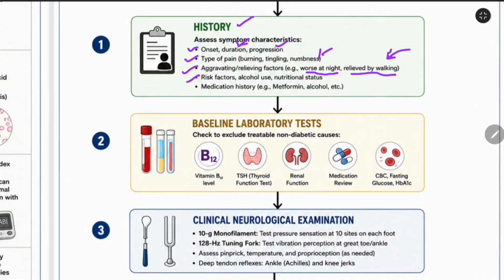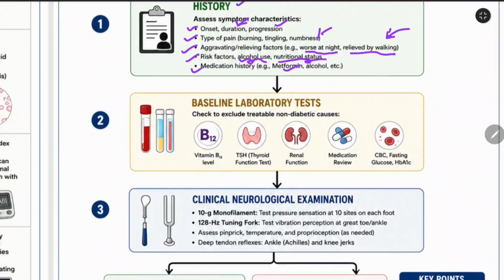See whether any risk factors are there, or whether the patient uses alcohol, because there is alcoholic neuropathy also. Nutritional status, whether the patient is well nourished or not. Medication history: a patient taking metformin can have B12 deficiency, so that is very important. Alcohol history, metformin history and nutritional history, because deficiency of key nutrients will lead to neuropathy.